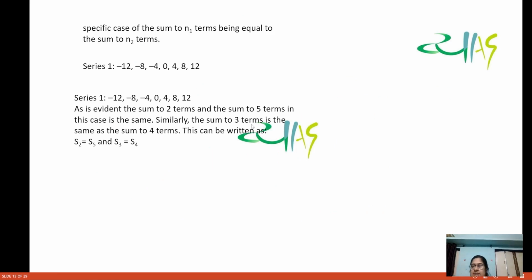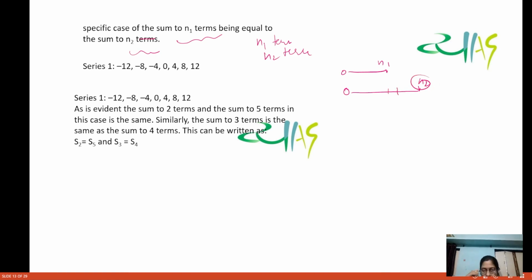So now this concept is really of use to us, and we will see how. Now see, you have this specific case of sum to n1 terms being equal to sum to n2 terms. Some n1 terms' sum is equal to some n2 terms' sum, meaning the sum from 0 to n1 will be equal to the sum from 0 to n2.